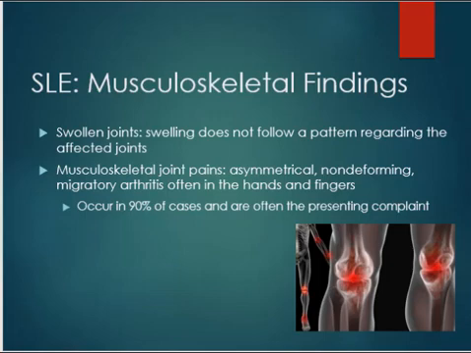Musculoskeletal findings are going to be swollen joints. Swelling doesn't follow a pattern regarding which joints are affected. The joint pain may be asymmetrical. It may not cause any deformities. It can be migratory. And 90% of these cases are often the presenting case before lupus is diagnosed.